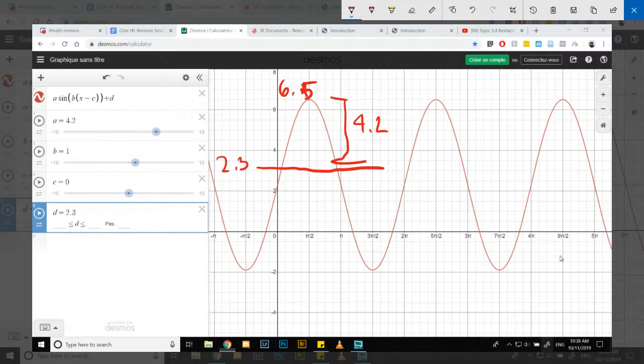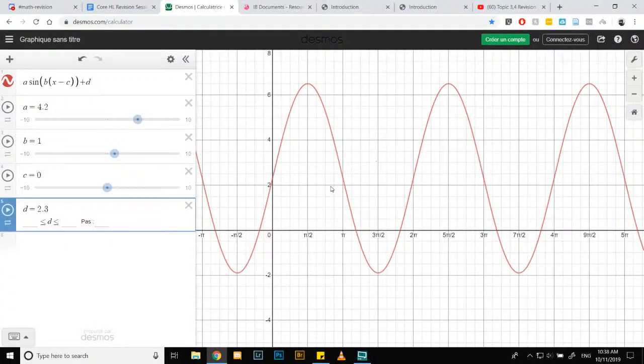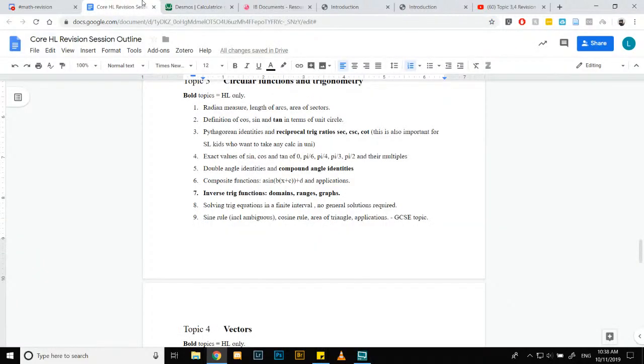Then you could do the same thing for the squishing and the stretching. So you just think about what's actually happening to the function, and you'll be able to understand this pretty well. Okay.